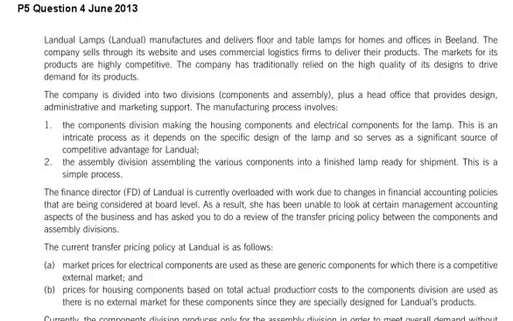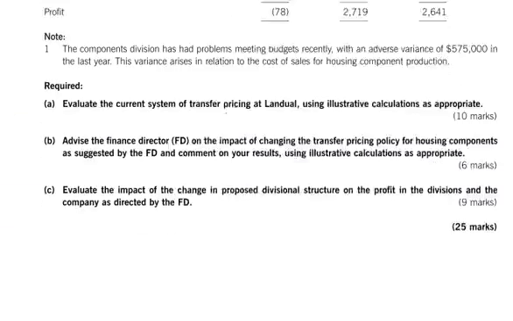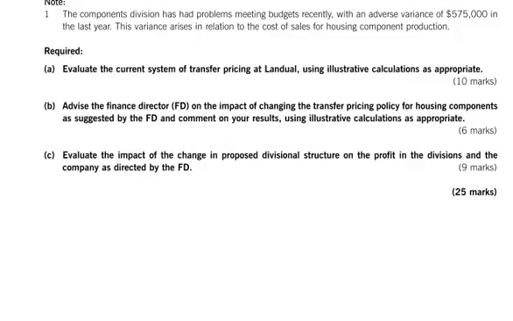Before reading the question, what you should have done is to have gone down to the requirements. You must always read these first because they forewarn you what the question is going to be about. So immediately we see it is to do with some transfer pricing, more transfer pricing here, and then there's something to do with divisional structure, and there's part C. Then when you go to the question, you can read it with far more insight as to maybe what's going to be important.